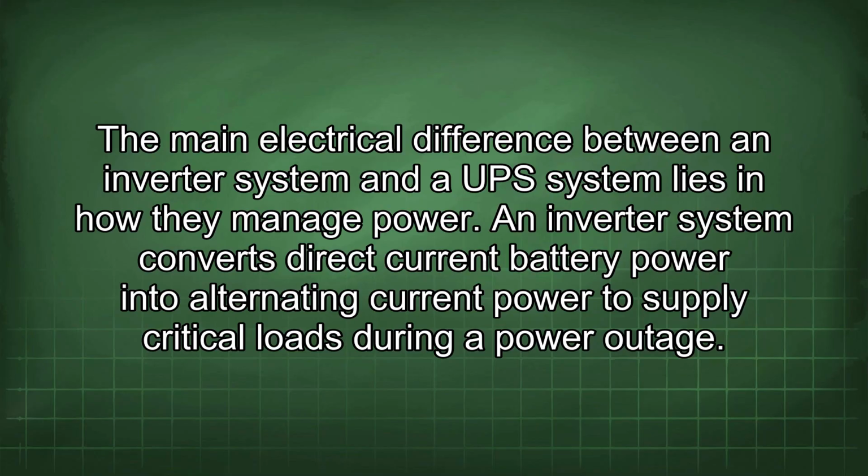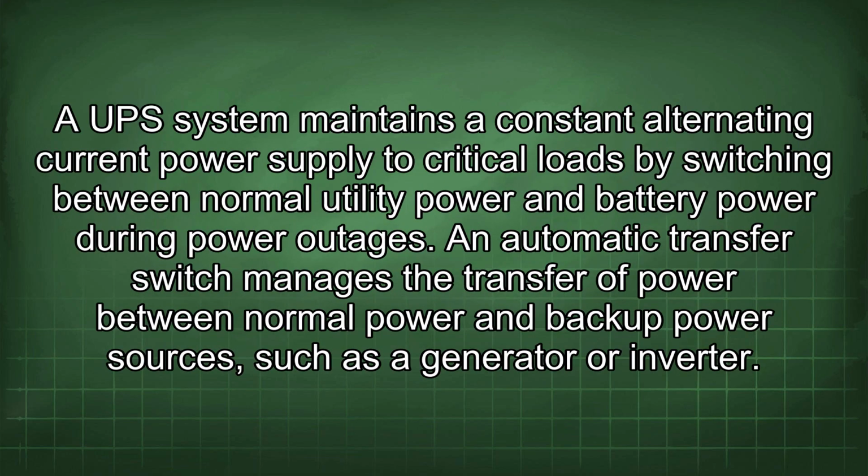The main electrical difference between an inverter system and a UPS system lies in how they manage power. An inverter system converts direct current battery power into alternating current power to supply critical loads during a power outage. A UPS system maintains a constant alternating current power supply to critical loads by switching between normal utility power and battery power during power outages.